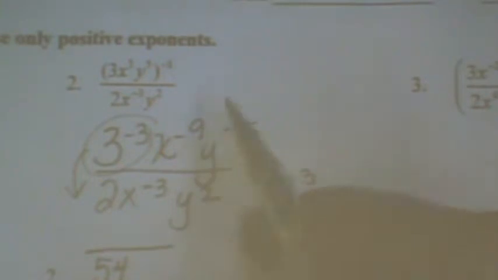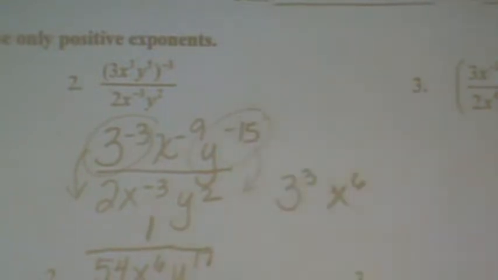So you have 54 in the denominator. Then these x's, this -9 is going to come down here, and this x to the 3rd is going to come up here. So you're going to end up with x to the 6 in the bottom. And then the y's, you're going to bring this down here, and you're going to add them, you get 17. Now in the numerator, you just have a 1.